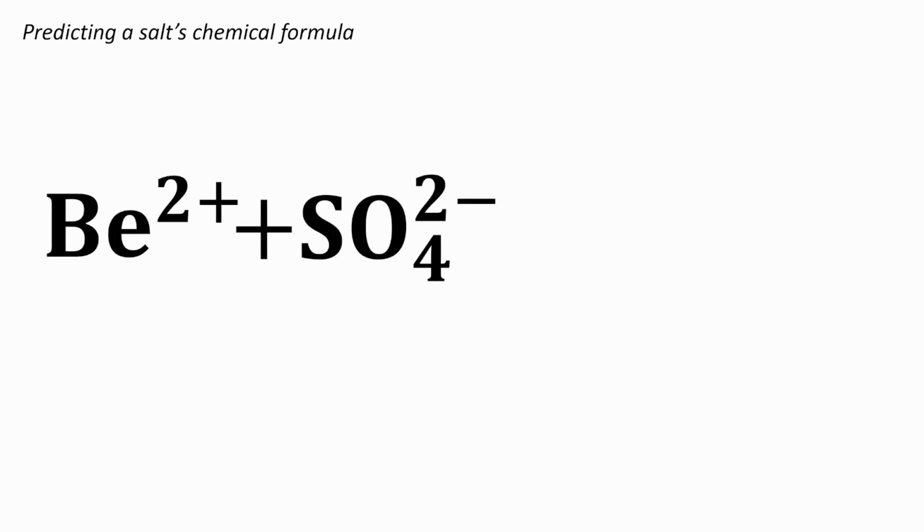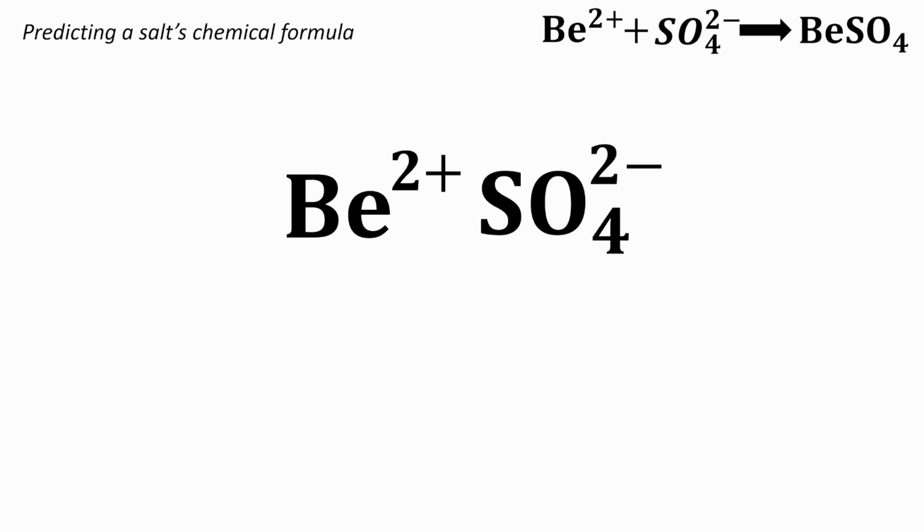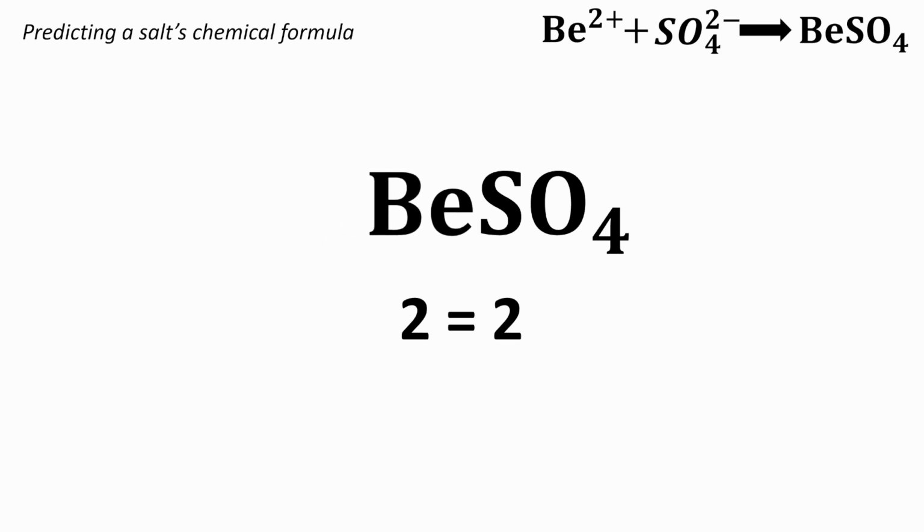For our second example, we have beryllium ions reacting with sulfate ions to create the salt beryllium sulfate. Like last time, the first step is to check if the charges are the same, ignoring the plus and minus, and in this case we can see that they are. This means that we can simply remove the charge and we now have a neutral salt since the charges cancel each other out, which means we have found the salt's chemical formula.